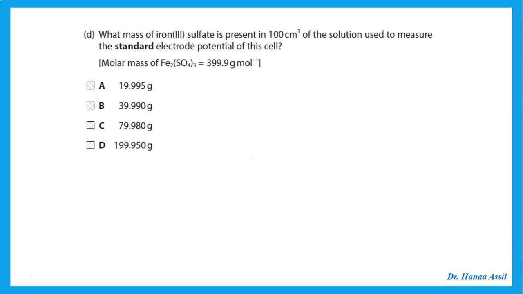What mass of iron 3 sulfate is present in 100 centimeter cubed of solution used to measure the standard electrode potential of the cell? To measure the standard electrode potential of the cell, I need the iron 3 concentration to be 1 mole per decimeter cubed. So that's what we're trying to get. Now, in order to make 100 centimeter cubed of the solution in the beaker, remember that the solution in the beaker is made up of iron 2 and iron 3. I want the iron 3 alone to be 1 mole per decimeter cubed in that solution.